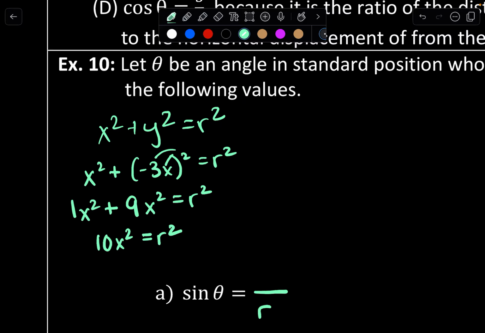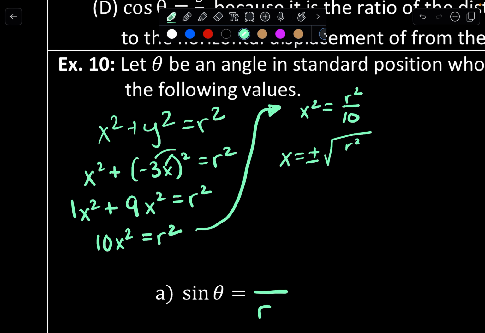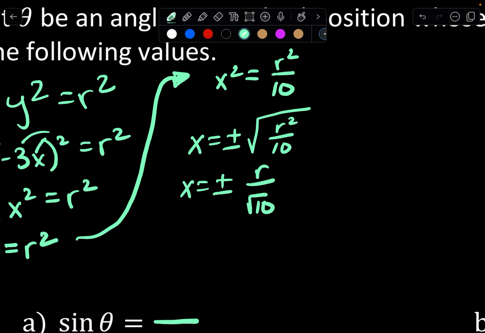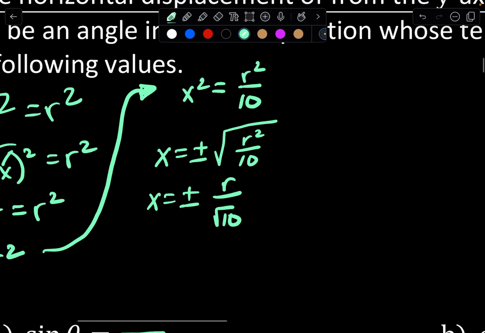So for this one, we are solving for x because we substituted in for y. So I end up with x squared is equal to r squared divided by 10. And to isolate x, I'm going to end up with plus or minus the square root of r squared over 10. So if I continue with this, I can apply the square root to the numerator and the denominator separately. So I get r over root 10.